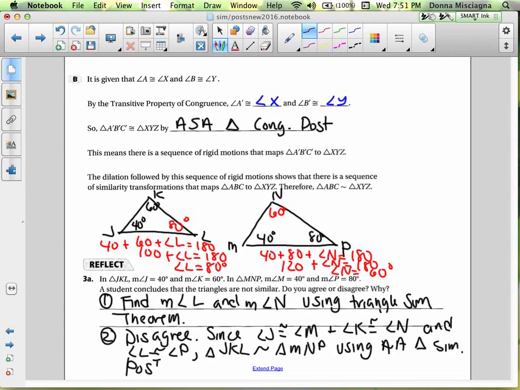So don't assume that they're not similar until you find out the missing information. Okay? So the two triangles were indeed similar.